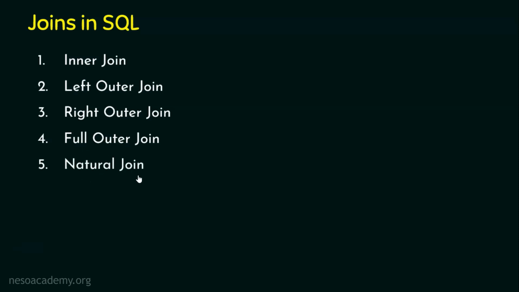Please note that these are the generic names I have given here. For example, Oracle uses the terms inner join, left outer join, right outer join, full outer join, etc., whereas MySQL refers to left outer join as left join and right outer join as right join.